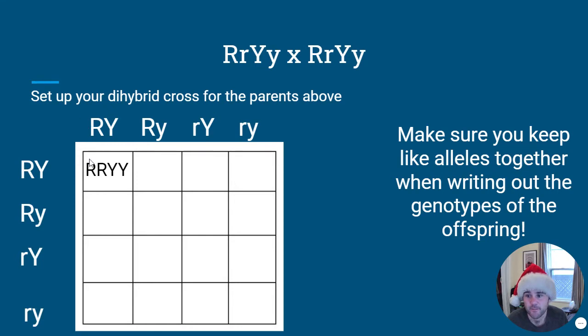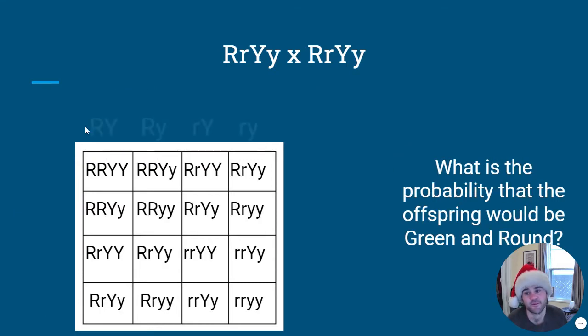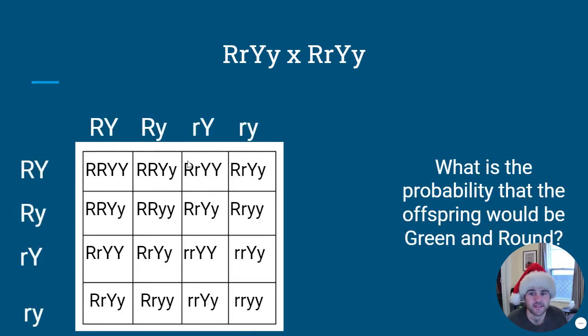We see big R, big R, big Y, big Y. Now, this is where I said it's very tempting to write RY, RY, because you drop those down together. Keep your R's together, keep your Y's together. And so as you fill that out, you're going to see RR, YY, big R, little r, big Y, and so on. All these different combinations.